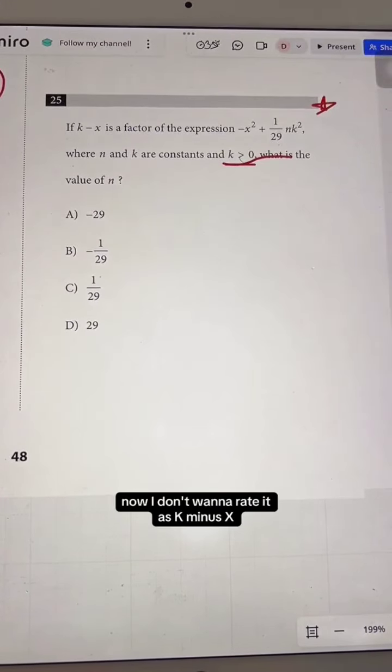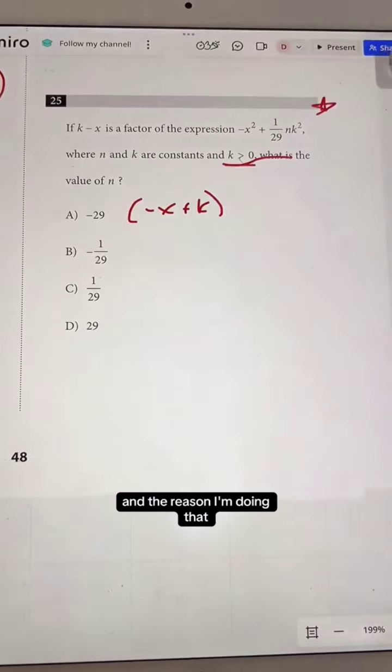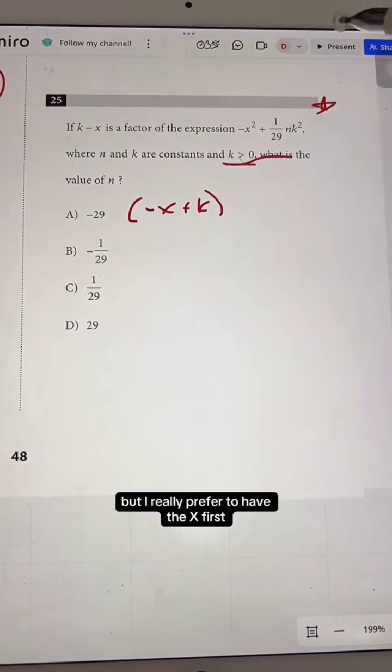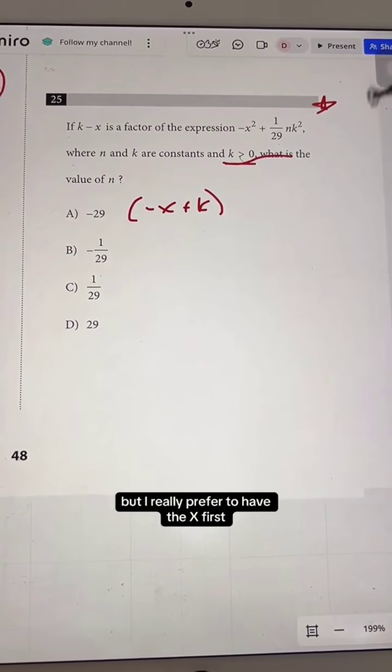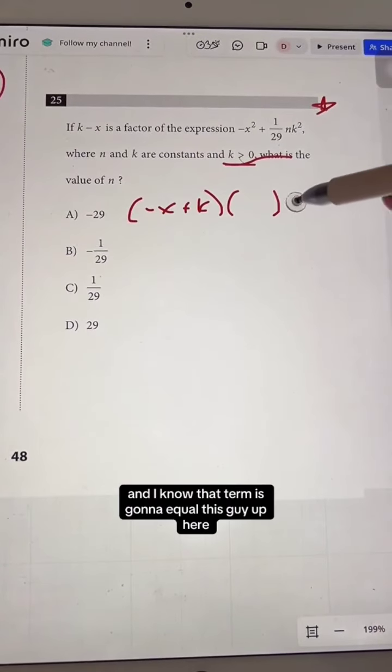Now, I don't want to write it as k minus x. I'm just going to change it to negative x plus k. You don't have to do that, but I really prefer to have the x first, just like when I FOIL. Now, I know I'm going to have to multiply it by another term, and I know that term is going to equal this guy up here.